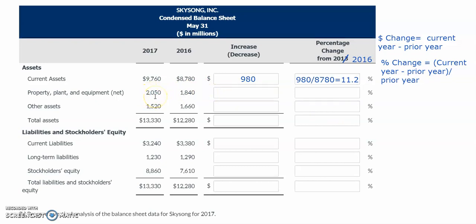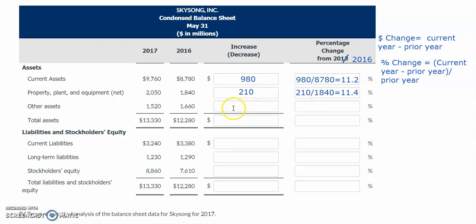For property, plant, and equipment, we'll notice that there is an increase when we take 2,050 minus 1,840. The difference is there's an increase of 210. And this is actually in millions, so you can see that's a pretty big change. When we take the 210 divided by 1,840, we're going to get 11.4%, so 11.4% increase. So we can see that our current assets increased and our property, plant, and equipment increased from the prior year.